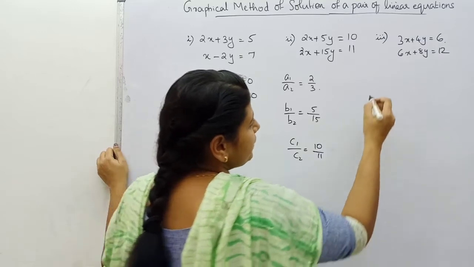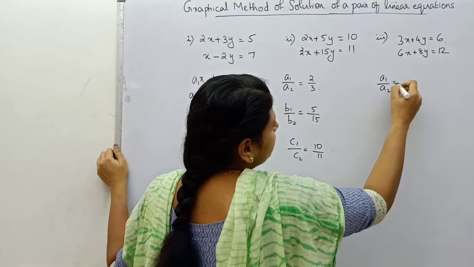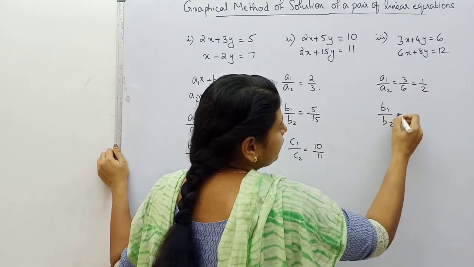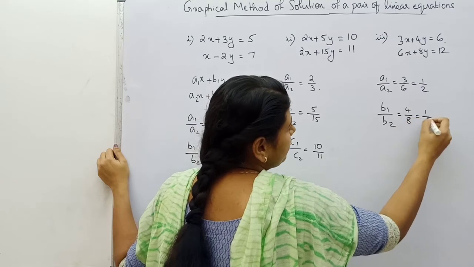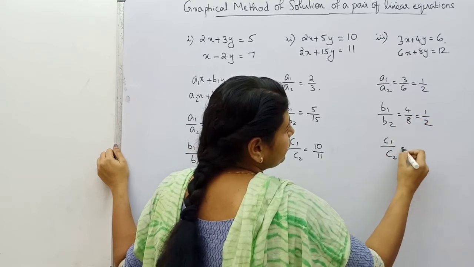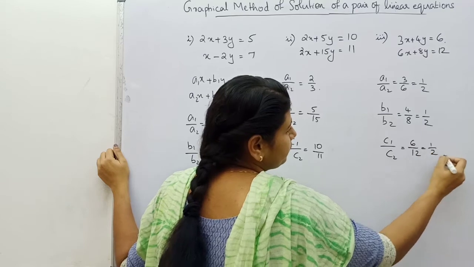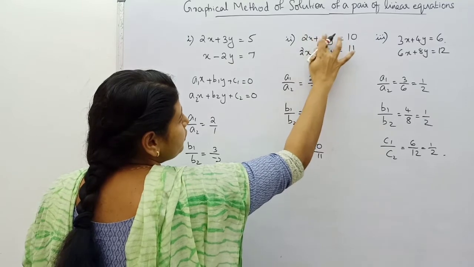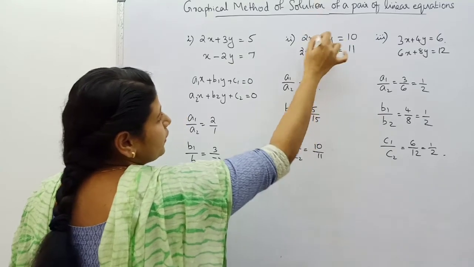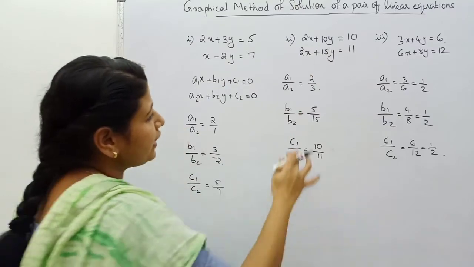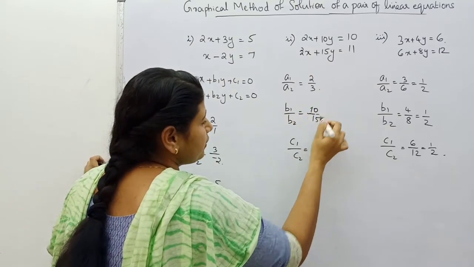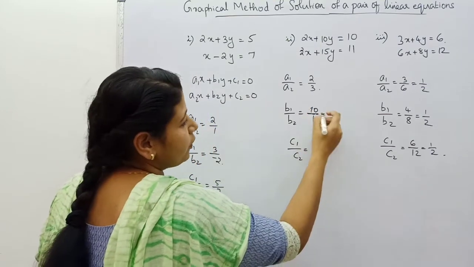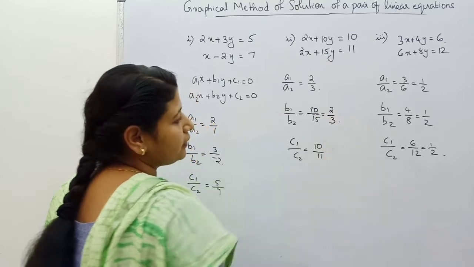In the third case, a1 by a2 equal to 3 by 6, which is equal to 1 by 2. b1 by b2 equal to 4 by 8, which is also 1 by 2. And c1 by c2 equal to 6 by 12, here also 1 by 2. Okay, I am changing this 5 as 10. So 2x plus 10y equal to 10. Then you will get b1 by b2 equal to 10 by 15, which we can change into the smallest form as 2 by 3.